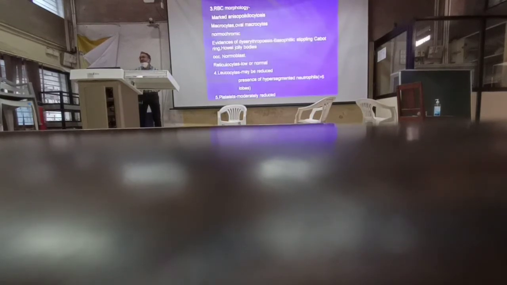RBC morphology: there is a marked anisopoikilocytosis. The reason I have already told you, the cytoplasmic production is over apart from the nucleus. Macrocytes and oval macrocytes will be formed. Normochromic, with evidence of dyserythropoiesis in the form of basophilic stippling, Cabot ring, and Howell-Jolly bodies. I will show you the figures of these three also.